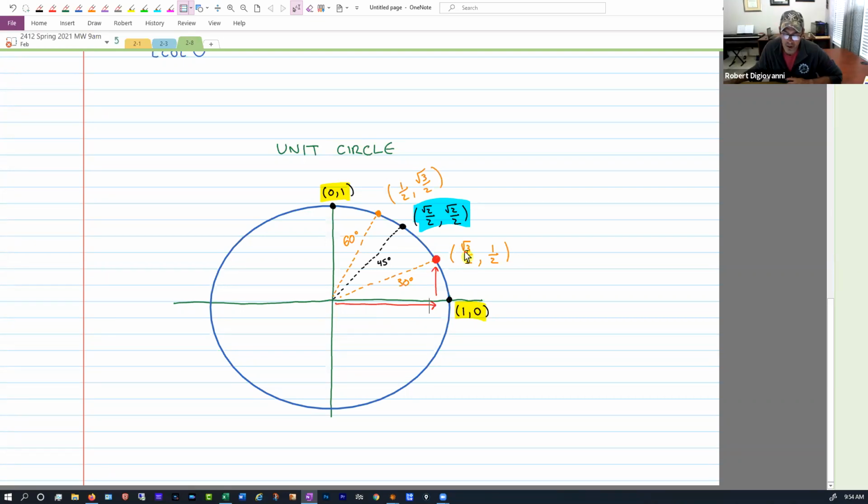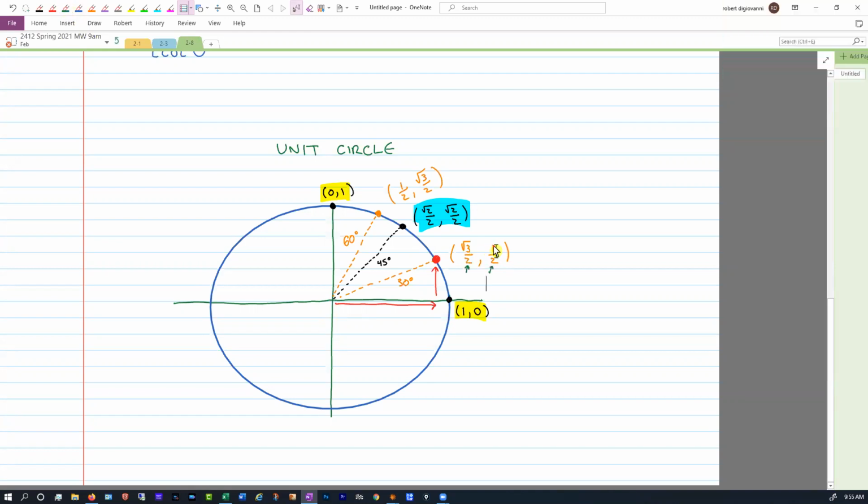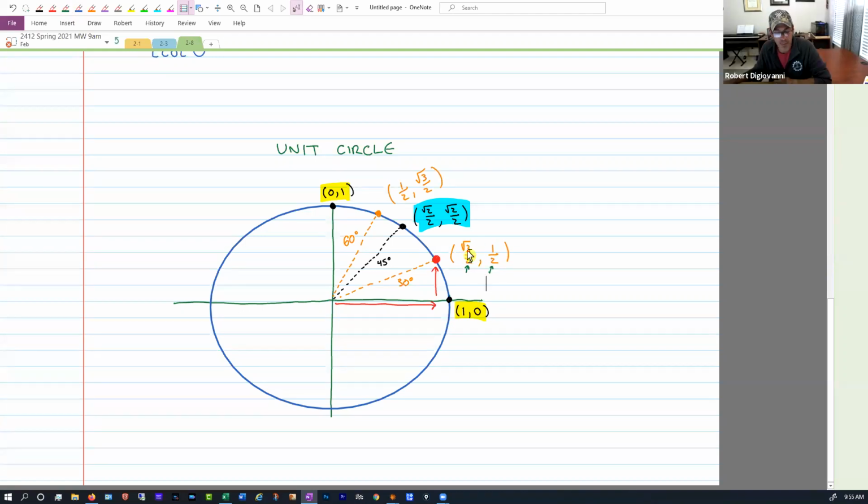And so do you all agree that square root of 3 over 2 is bigger than 1/2? Why is root 3 over 2 bigger than 1 over 2? They have the same denominators, don't they? Root 3 is bigger than 1, right? The square root of 3 is a number that is bigger than 1.